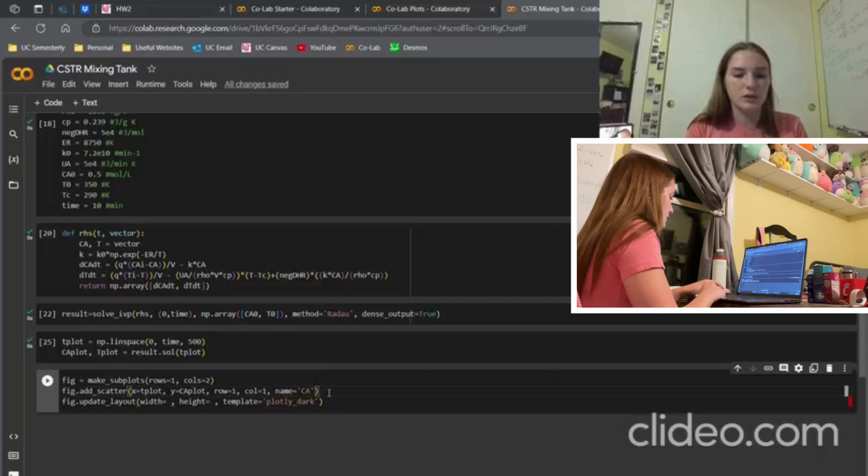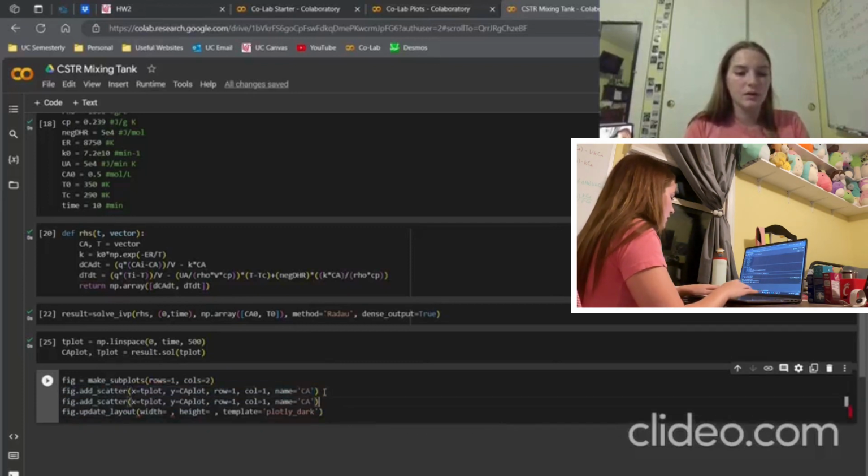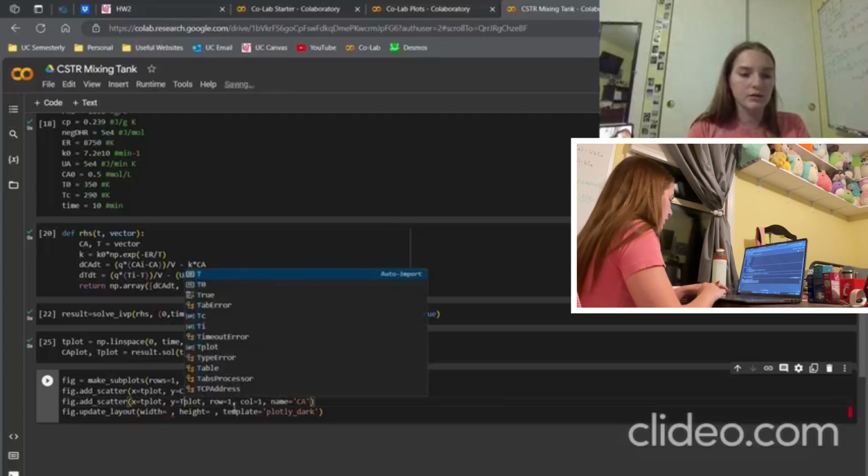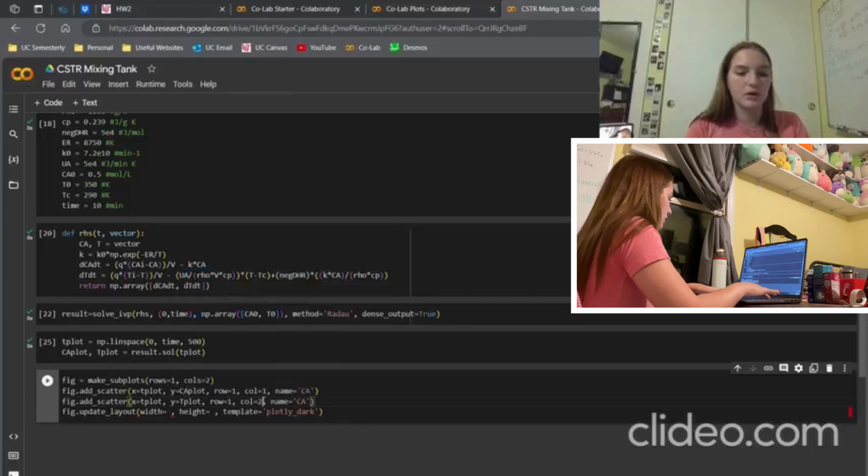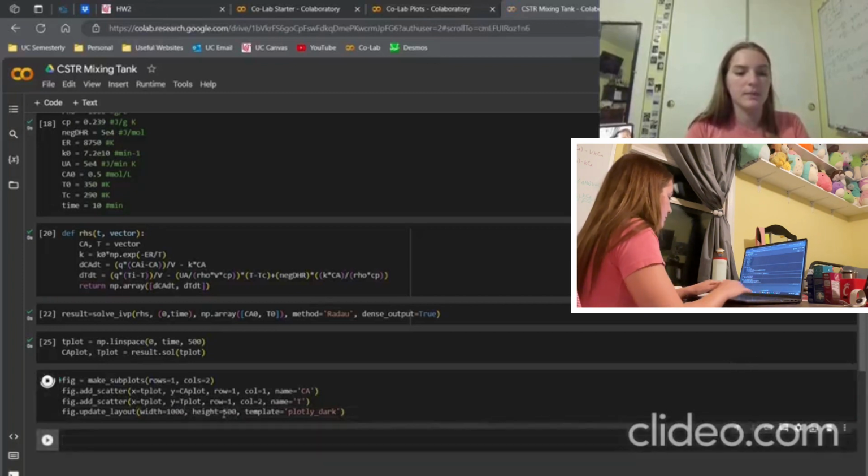And then we are going to do the same thing for our temperature. We are going to have this be our T plot. Our row is still 1, our column is 2, and we are going to call this our temperature. And let's just say that we want a width of 500 maybe. We'll do 1,000. And then we're going to do our height as 500.